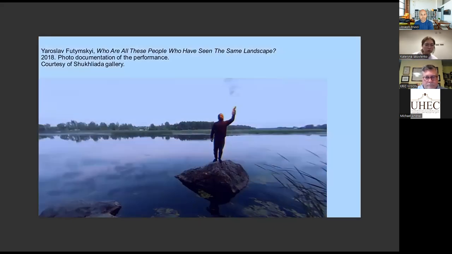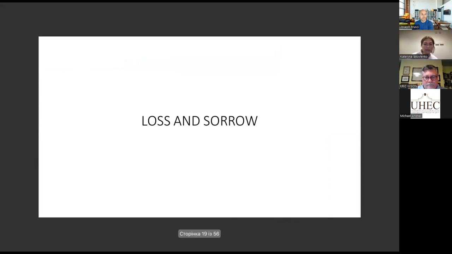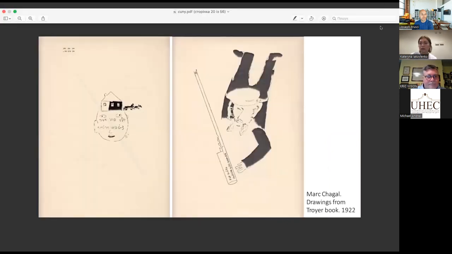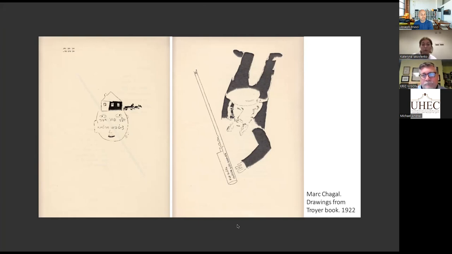And for example, I will show you a couple of slides. This is Marc Chagall, his illustration to the Ukrainian Jewish author David Hofstein, which references the tragic Jewish history at the beginning of the 20th century in Kyiv, the Jewish pogroms, and the resettlement and deportation of Jewish communities to other places. And you see how the image of the person becomes at the same time the image of the road.